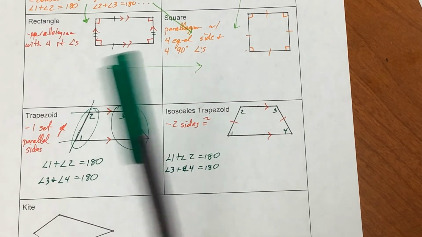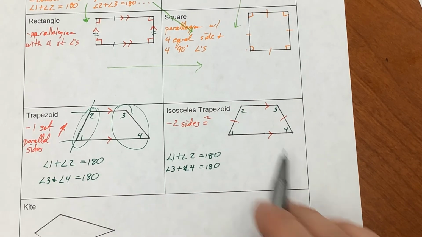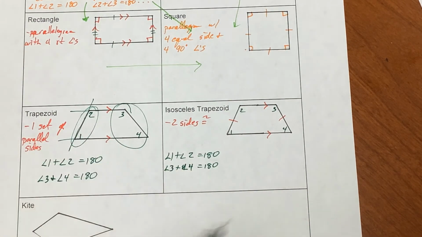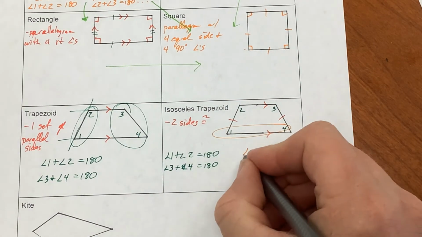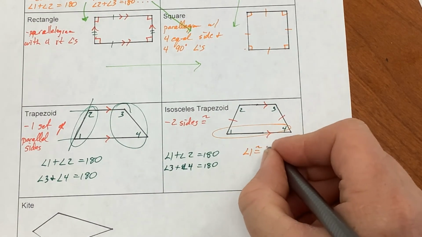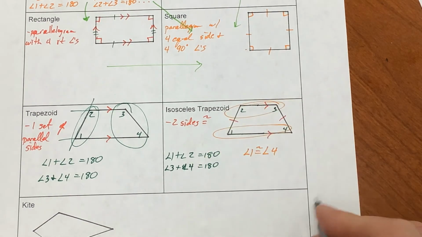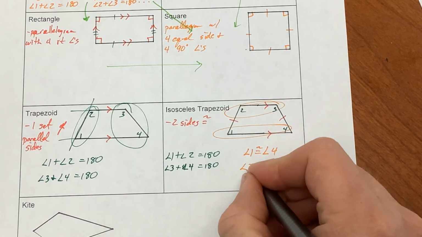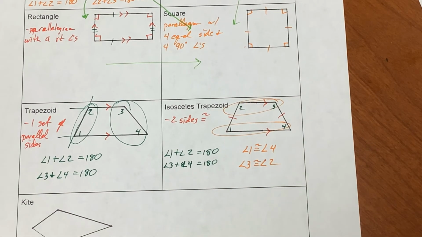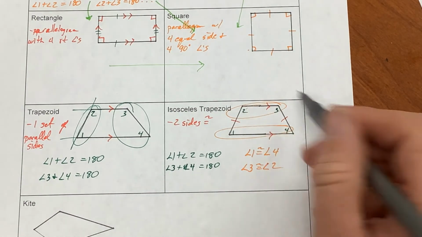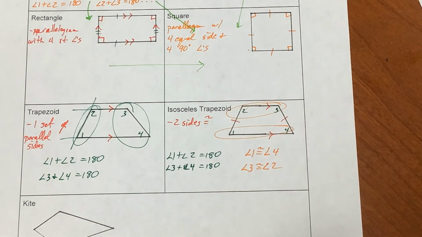Now, the only difference between an isosceles trapezoid and a trapezoid is that an isosceles trapezoid has these base angles. So the 1 and 4 are called the lower base angles. So angle 1 would be congruent to angle 4. And 3 and 2 would be the upper base angles, so angle 3 would equal angle 2, or angle 2 equals angle 3. Okay? And then 1 and 2 add up to be 180. So if I gave you one of these angles, you should be able to find the other three.